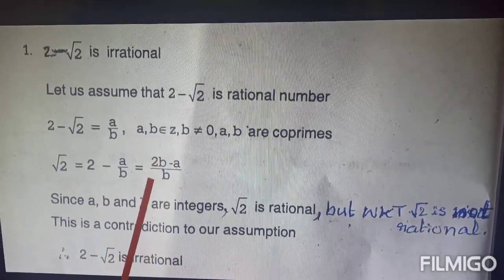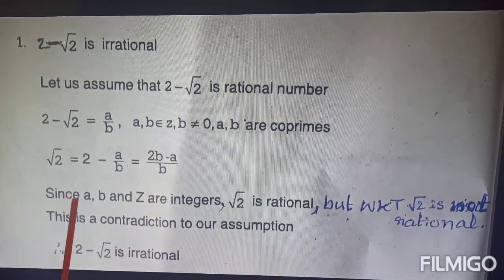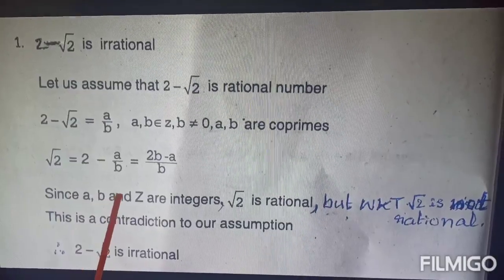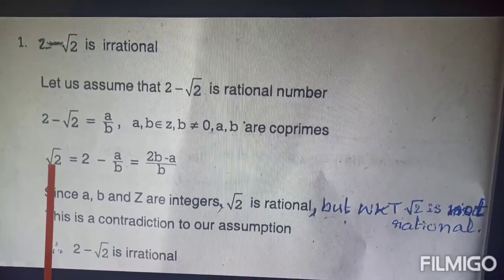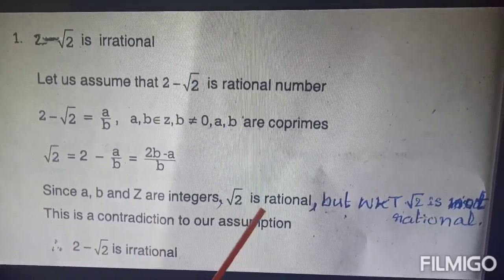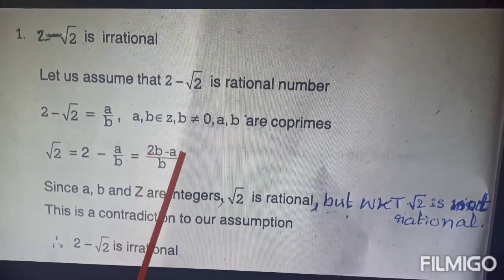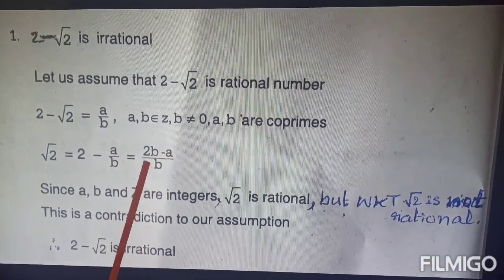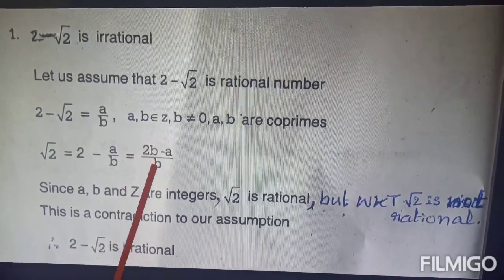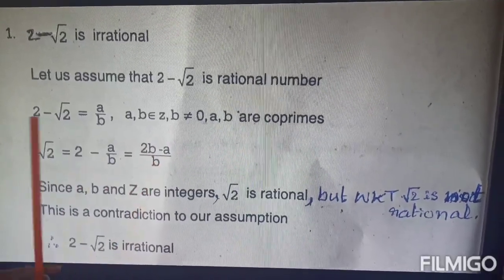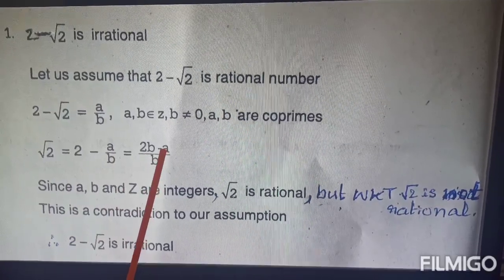This equation says the right side is a rational number. Since a and b are integers, this fraction is called a rational number. If the right side is rational, then the left side is also rational. So root 2 is also rational.